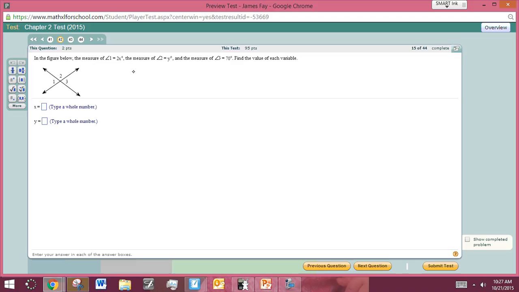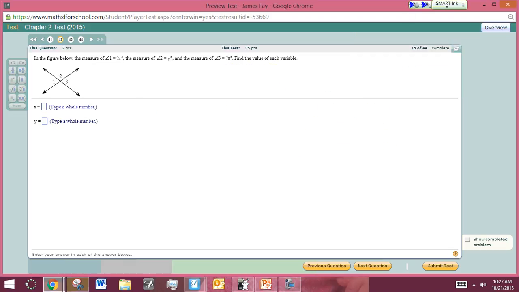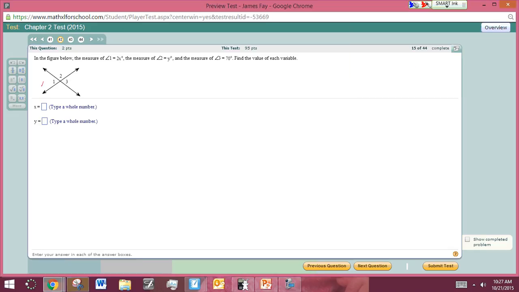42, same type of question here. Still dealing with vertical angles. Should be a little bit easier, I think, than the last two. They say angle 1 is 2x. They tell me angle 2 is y, and then angle 3 is 70. So I want to find these angle measurements. So I want to set 2x equal to 70. There's a relation because they're vertical, so they're equal. So x ends up being 35.